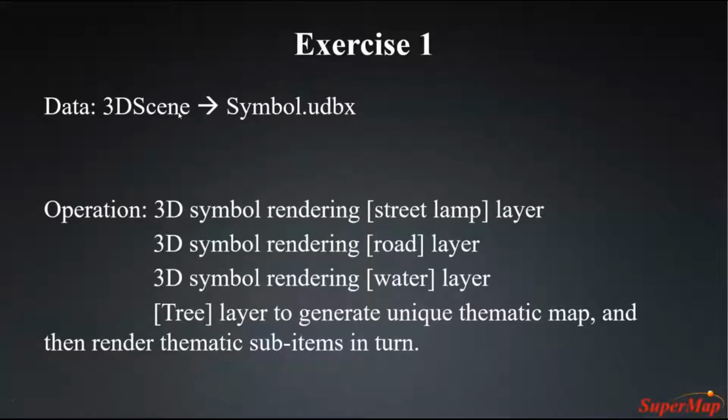For the data, we could use symbol.udbx. Then we are going to use the straight line to modify the roads, the water, and the data set of the trees to generate the semantic map. Okay, let's open SuperMap Desktop.